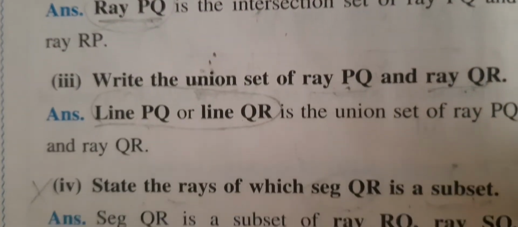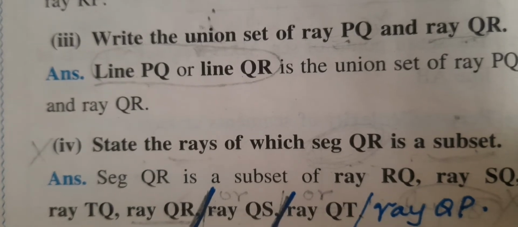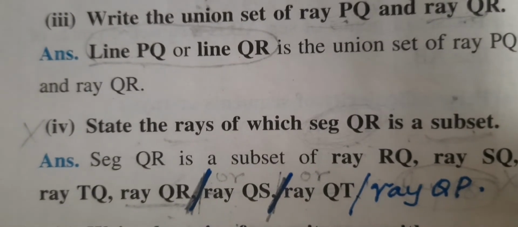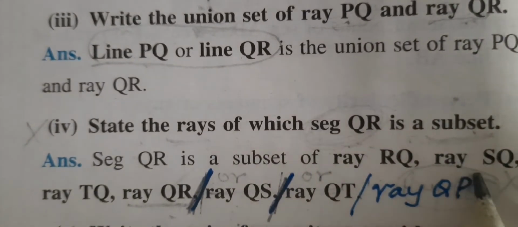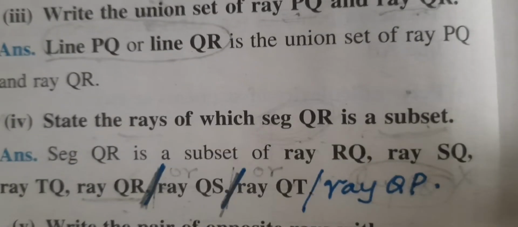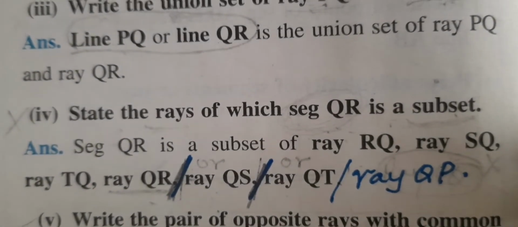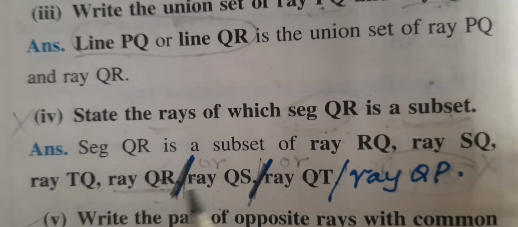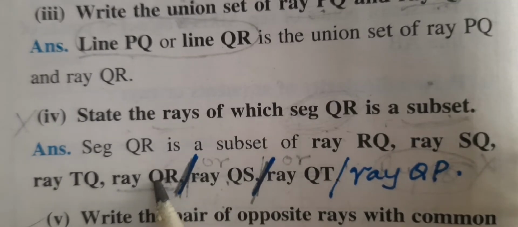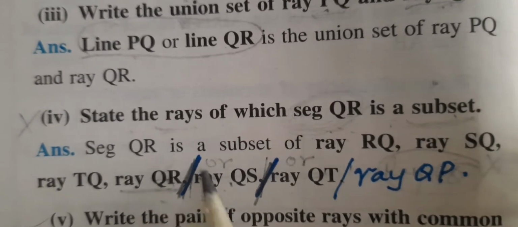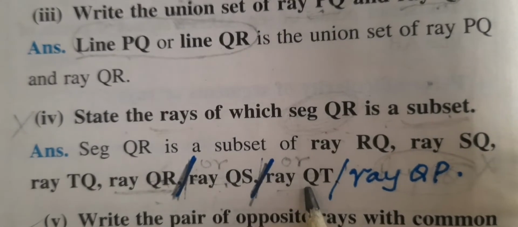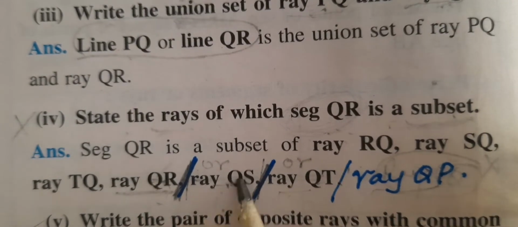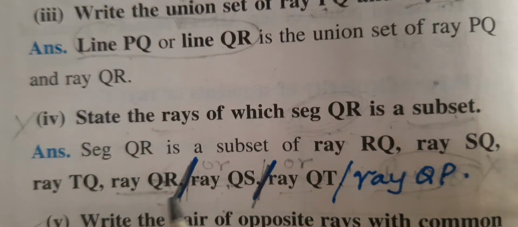So we've written over here, it is a subset of which all rays? Segment QR is a subset of ray QR, ray RQ, ray SQ, ray TQ, and ray QR. Ray QR can also be named as ray QS because the starting point is same Q and going in one direction. Ray QR, ray QS, ray QT and ray QP, all these four rays are same. You can write any one name from these four, because all these four rays represent the same ray.